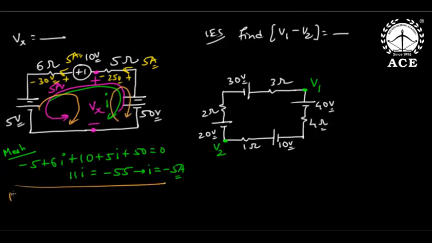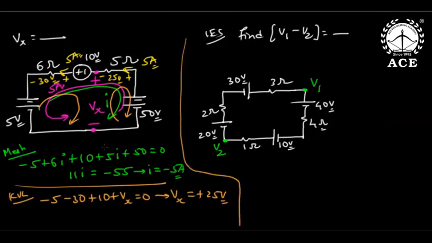If you write a KVL on the left side: minus 5 minus 30 plus 10 plus Vx is 0, so Vx is plus 25 volts. Or you can write it on the right side: minus Vx minus 25 plus 50 is 0, which also gives Vx as plus 25 volts. So both are independently correct.